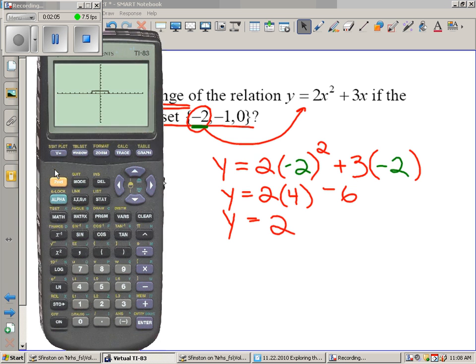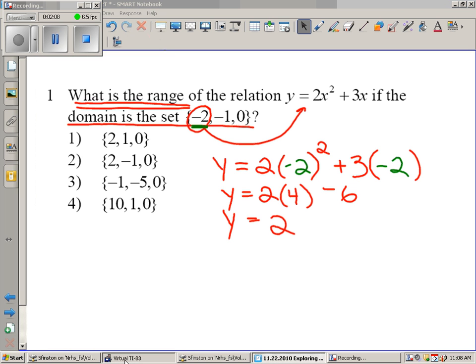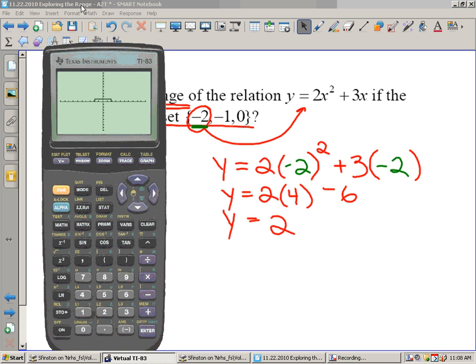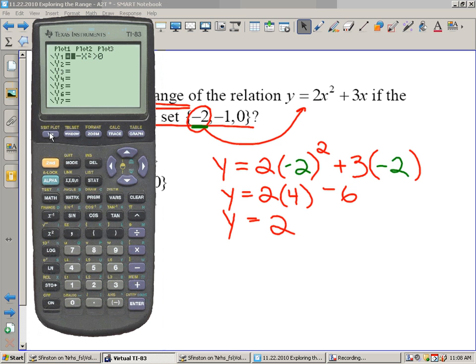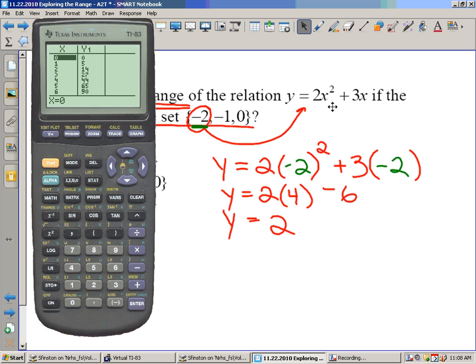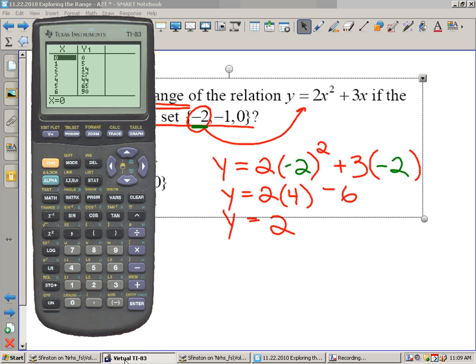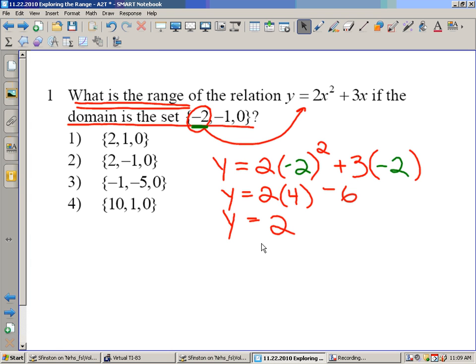Grab your calculator, and enter into your calculator the original equation, 2x squared plus 3x, and then go to our table of values. What does our table of values represent? On the x, on this side over here, these are all the things you plug into the equation. On this side over here is everything that comes out of it once you plug it in.